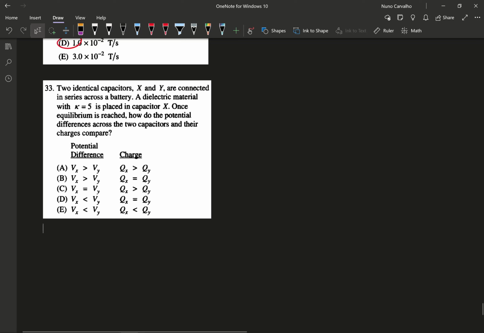Number 33 was also a pretty highly missed question, so let's once again be careful with it. We're told that two identical capacitors, X and Y, are connected in series across a battery. So let's just say it looks like this, and they're identical capacitors, so their capacitances are the same. And then we're told that a dielectric material with K equal to 5, the K constant here, is placed on capacitor X. Once equilibrium is reached, how do the potential differences across the two capacitors and their charges compare?